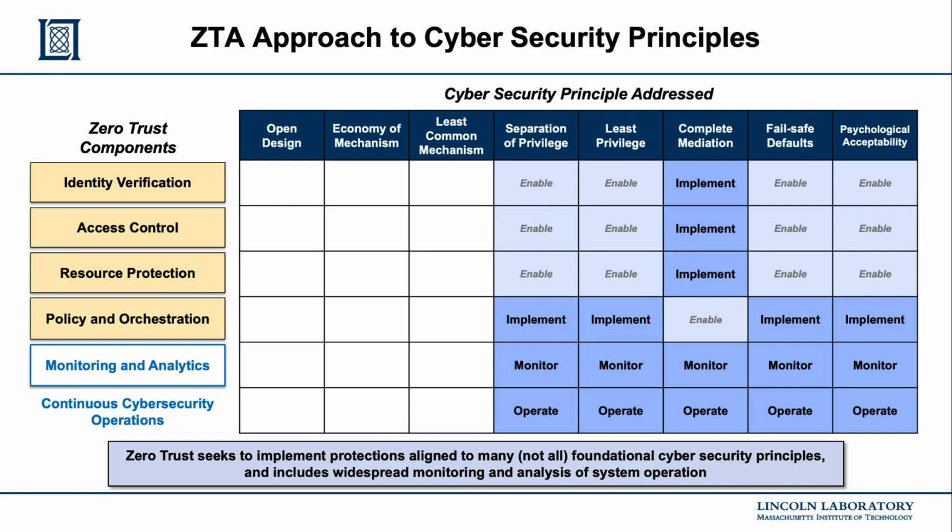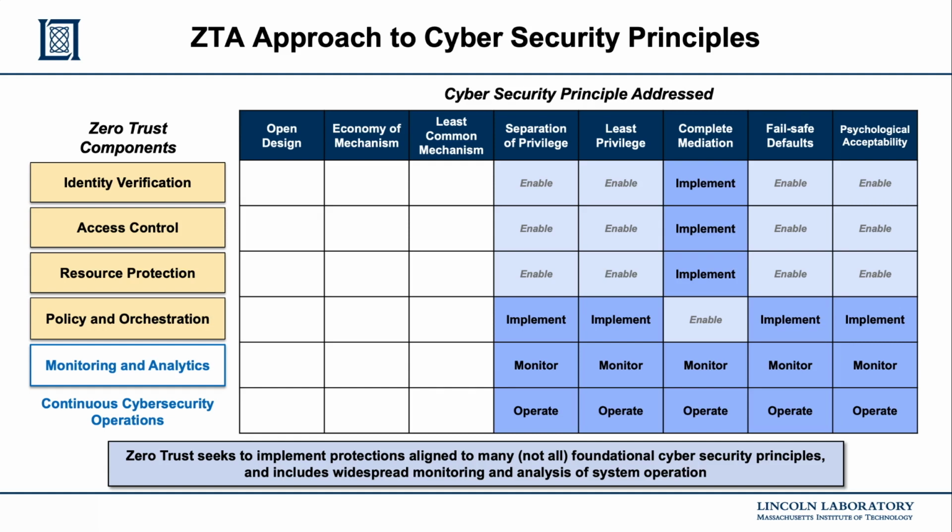Lastly, in this section, we just want to touch on how these zero trust components or functions enable these cybersecurity principles to be implemented. So as we mentioned, identity verification, access control, and resource protection really go together. And the three of them allow you to then implement this concept of complete mediation, checks for every access request to every piece of data at whatever scale and time cadence is most appropriate for the system. We talked about policy and orchestration, monitoring analytics, and continuous cybersecurity operations to support those implementations.